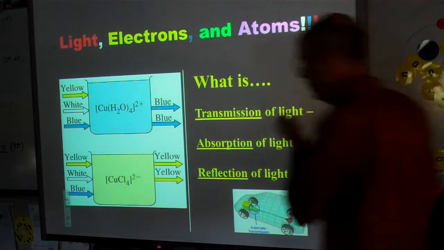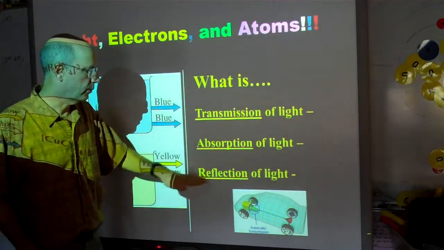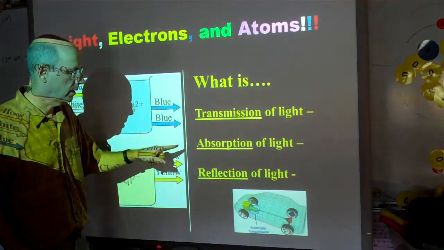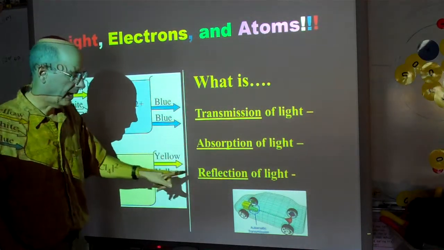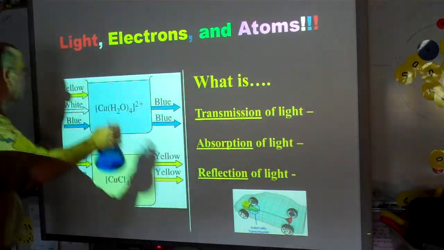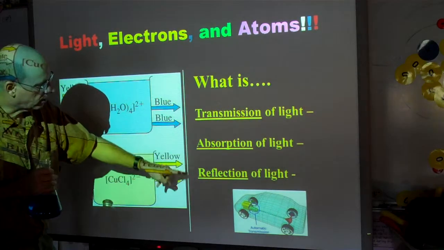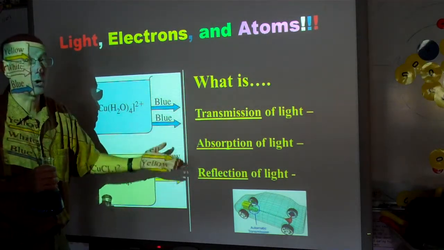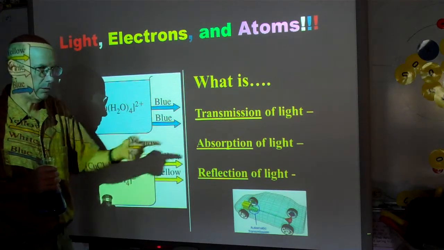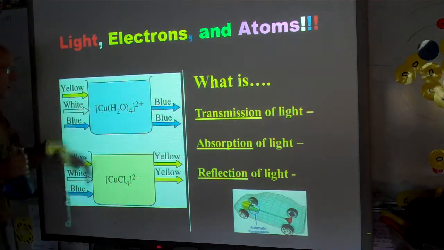Well, the three terms that we want to work with today are transmission, absorption, and reflection. So you probably want to write those down. Transmission of light, absorption of light, and reflection of light. In this case, with our blue solution, only blue light can make it through. So which of these terms means it goes through? Is it reflection? No. Absorption, that means it doesn't go through. Transmission, that's the word that means it goes through.